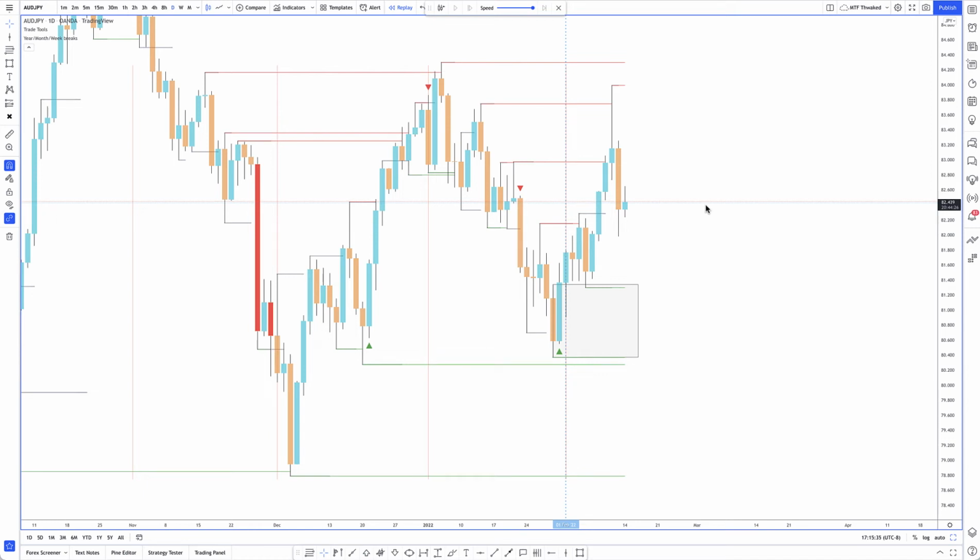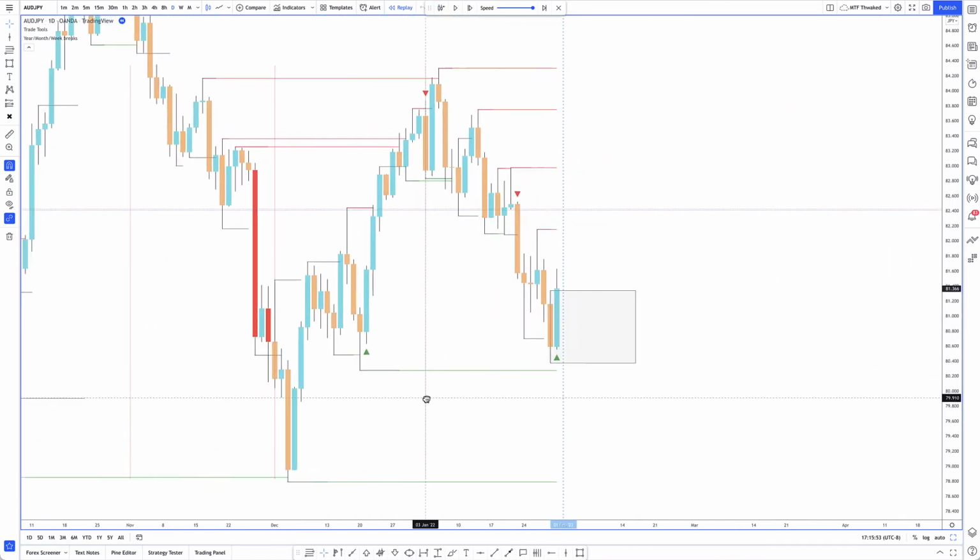Hi everyone. So I want to show you today how to validate the signals and how to use them once you get them on the Discord server. So this pair is AUDJPY and this is the daily time frame on the pair. The signal I want to show you, let's rewind back in time, is this order block.